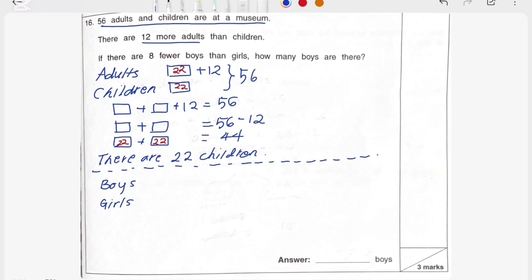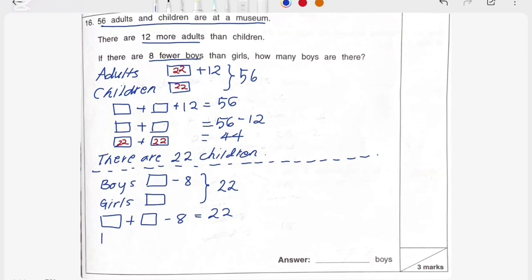Using the same method as above, let this box be boys and this box be girls. But that's not true because this means that they're equal, because the third line says that there are 8 fewer boys than girls. So we need to put minus 8 here. The total number of boys and girls is 22. So let's turn this into an equation. Box plus box minus 8 is equal to 22.